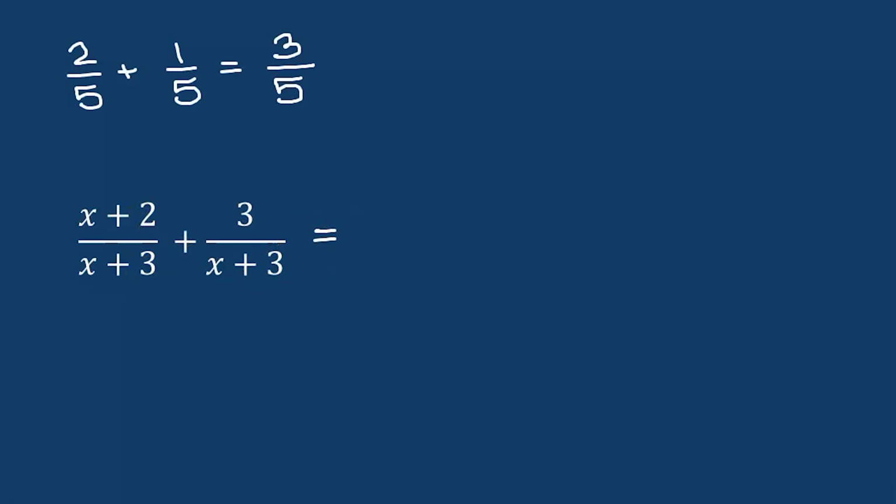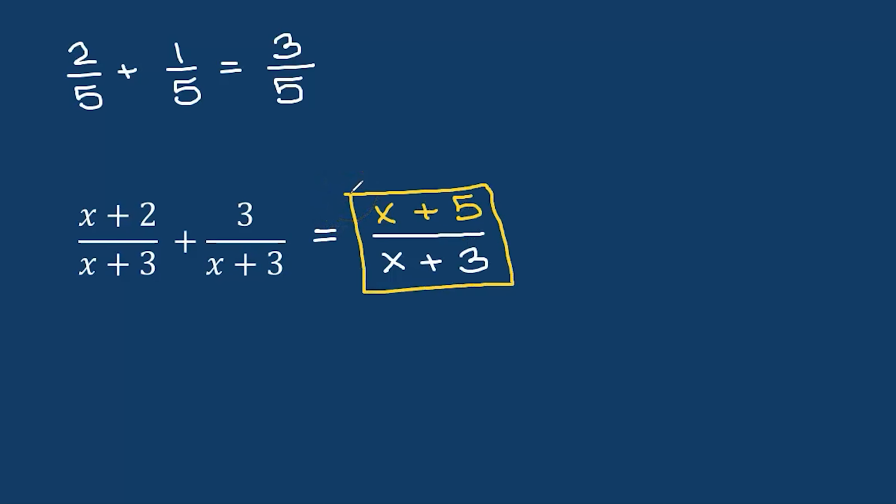Since the denominator is the same, we are going to keep that common denominator. And we're going to combine the numerator with addition. So we have x plus 2 plus 3. And since there's only one x, we will rewrite the x. 2 plus 3 is 5. And this is our final answer.